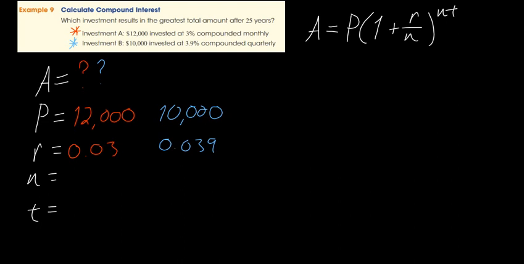So both of these actually, well, let's go in order. N would be compounded monthly. So how many months are in a year? That's pretty easy. It's going to be 12. And then for the blue one, compounded quarterly, there are 4 quarters in a year, so that's going to be a 4 there. And then lastly, the time is the same as well because they're both after 25 years.